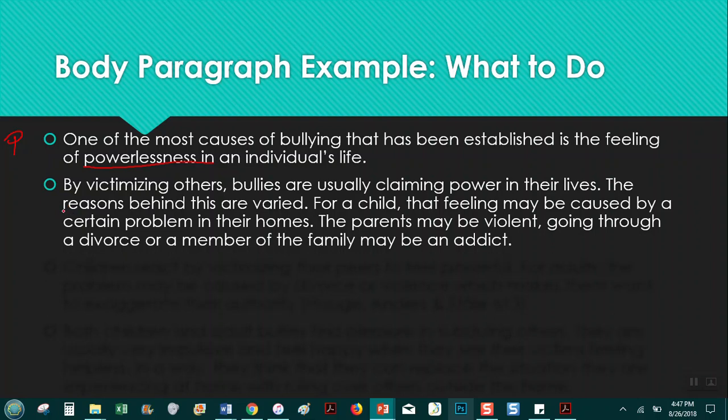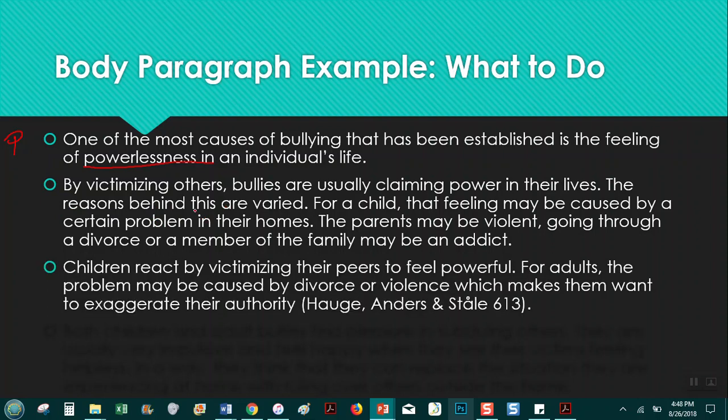For a child, that feeling may be caused by having certain problems in their homes. The parents may be violent, going through divorce, or a family member may be an addict. Children react by victimizing their peers to feel powerful. What's nice about this piece of evidence is that she has a really good balance of her words and ideas from the text. So this part she has cited, which was a paraphrase.